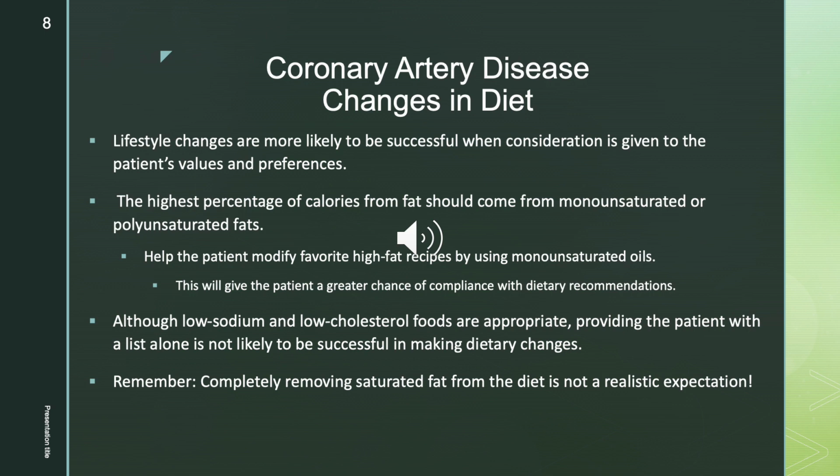So the highest percent of the calories from fat that we need to let them know should come from, again, monounsaturated or polyunsaturated fats. It helps the patient modify, again, favorite high-fat recipes by using monounsaturated oils, which reduces the risk of these arterioles narrowing any more than they already have. It'll give the patient a greater chance for compliance with dietary recommendations that are super duper harsh.